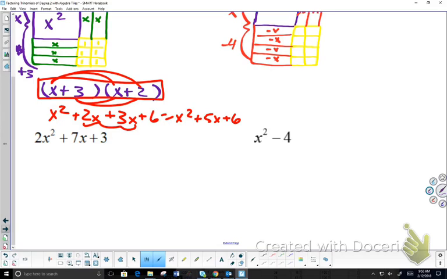This one's a little different. I need 2x squareds, which means I'm going to have to draw 2 of these. You can put them side by side, or you can put one on top of the other. That's really up to you. It'll end up being the same thing.